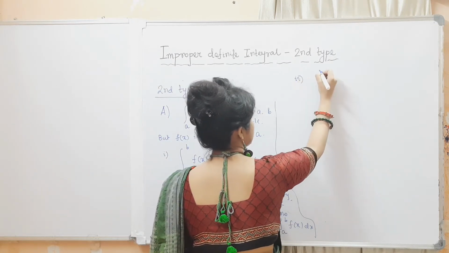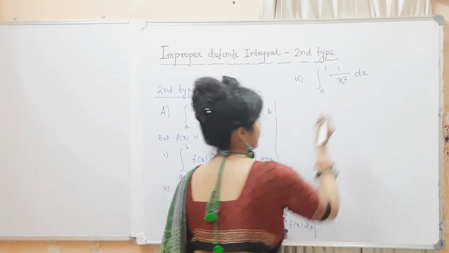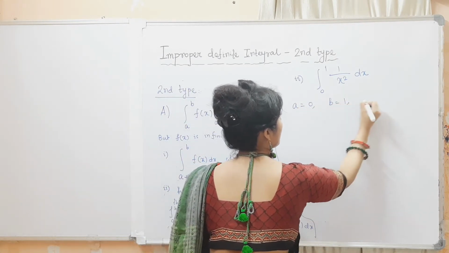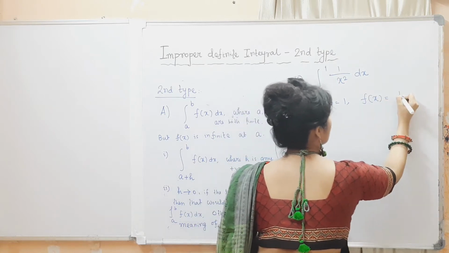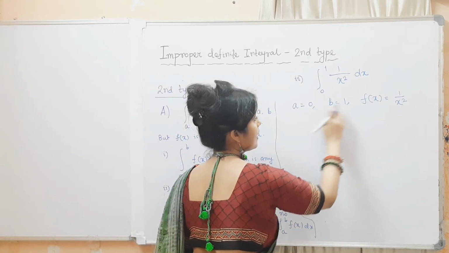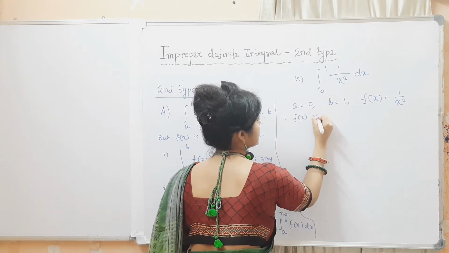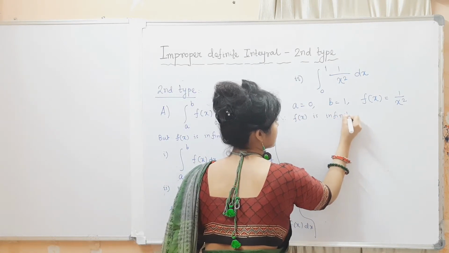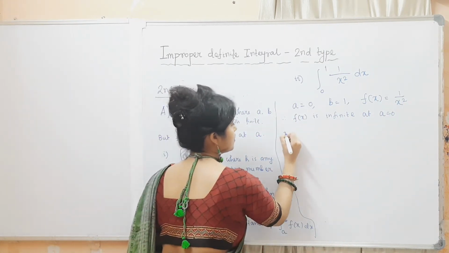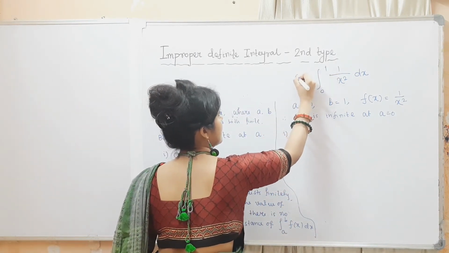Now the second problem is the integration from 0 to 1 of 1 by x square dx. So here a equals 0, b equals 1, and f of x equals 1 by x square. Now clearly the function is infinite at the point a equals 0. So therefore f of x is infinite at a equals 0. Clearly, so you have to introduce some h. This is the exercise actually.